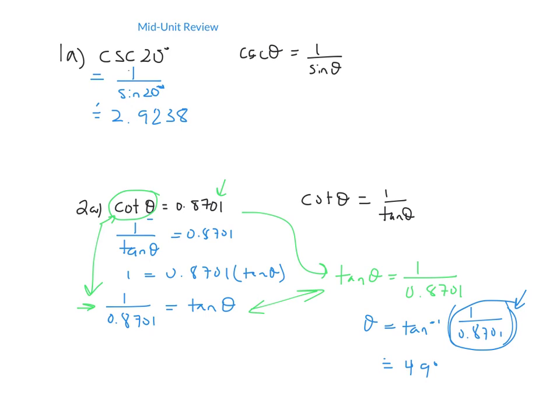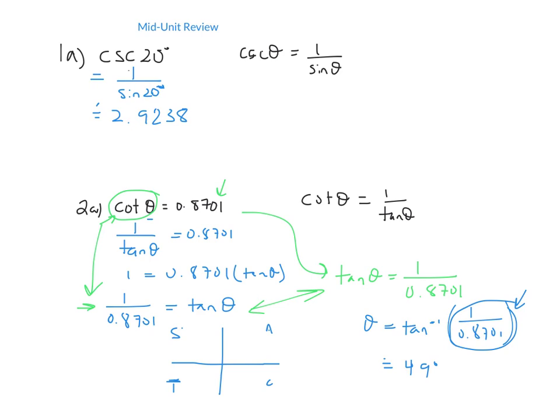If my domain was any value between 0 and 360, there's actually two answers here. The CAST rule works with cotangent, like the secondary trig ratios as well. I know that cotangent, except I can't spell CAST. Let me try that one more time. CAST. There we go. I know that the cotangent is just the reciprocal of tan, and since tan is positive in the third quadrant and the first quadrant, the cotangent of theta will also be positive in those quadrants.